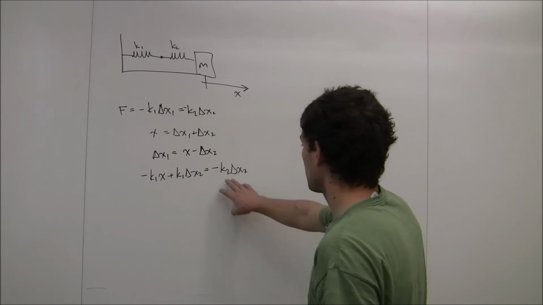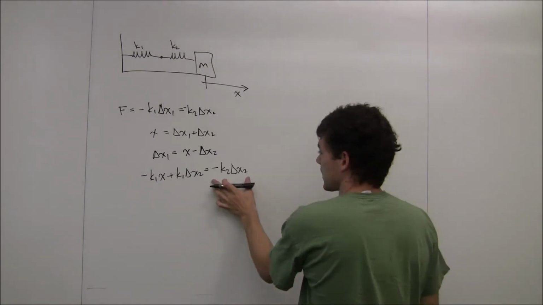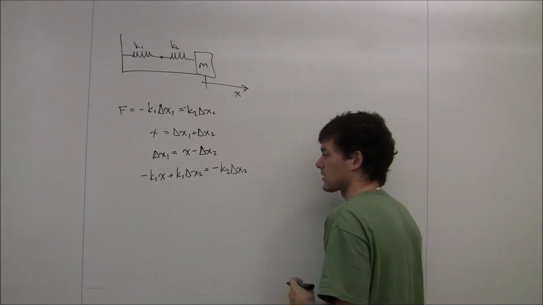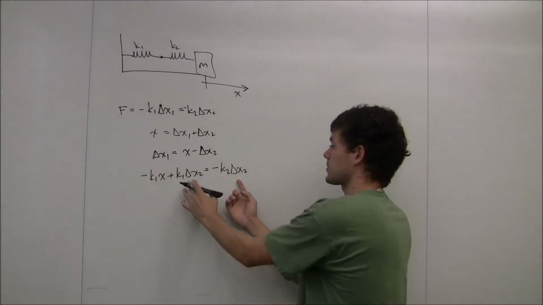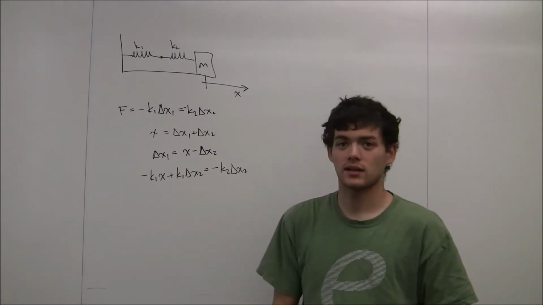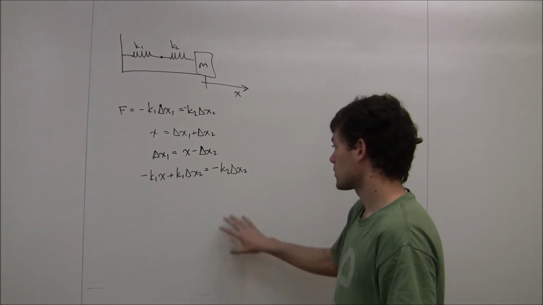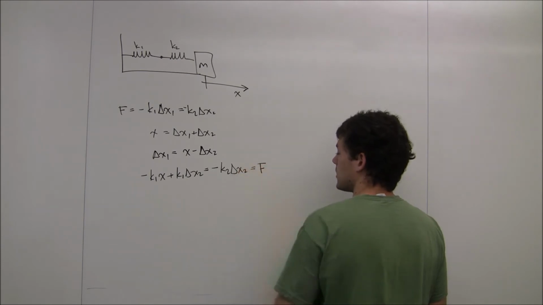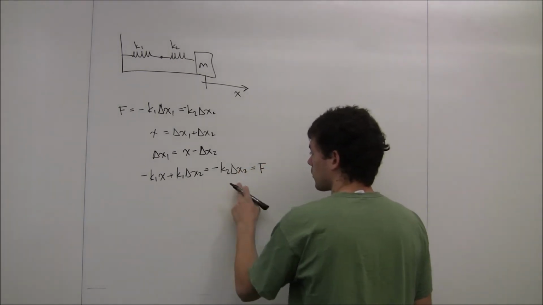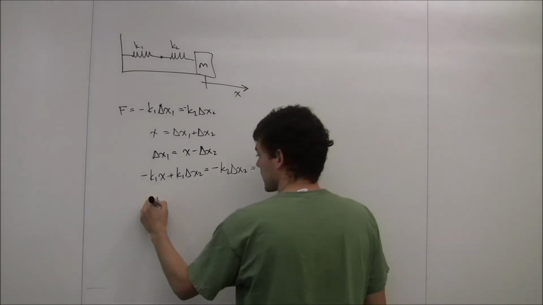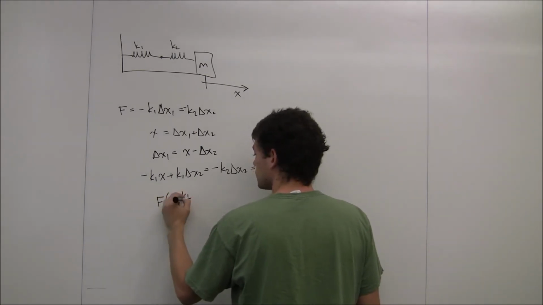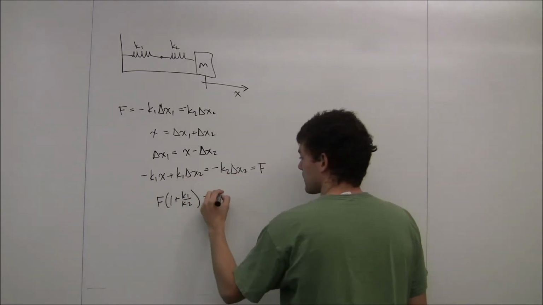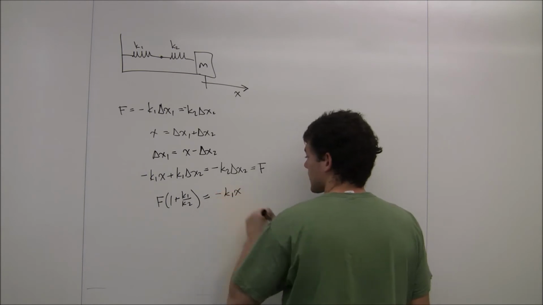So what this tells us is that if we multiply this side by k1 over k2 and then add it to the left-hand side, we're going to end up getting these two terms to cancel out, and we'll be left with just minus k1x. So we're going to do that. All we have to do is multiply this. Remember that this is F. If we multiply F by k1 over k2 and add it to itself, so F times 1 plus k1 over k2 is equal to, this will cancel out with this, and we just get minus k1 times x.